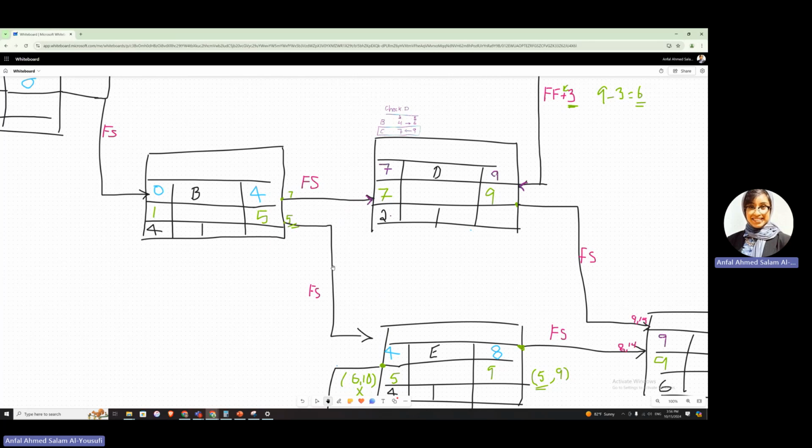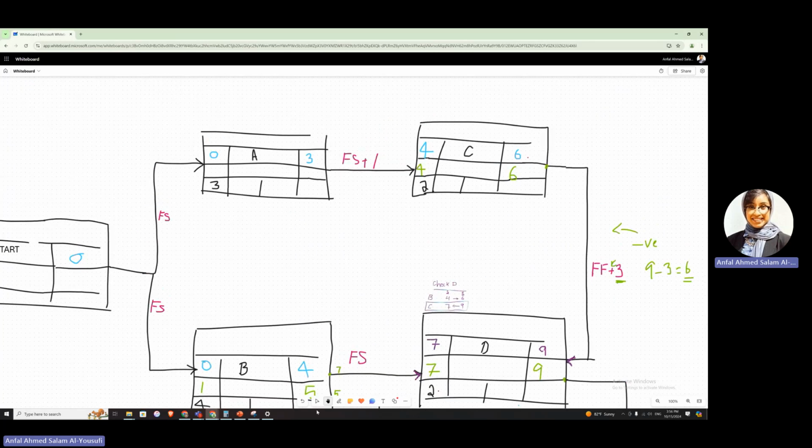Finally, we have A that is remaining. So A, we're having only one output, which is coming from C. However, we have a positive number in here, meaning I'm going to do 4 minus 1. That would give me a 3. So my late finish would be 3. 3 minus 3, that is a 4. That is 0. Okay, so are we done with our case?